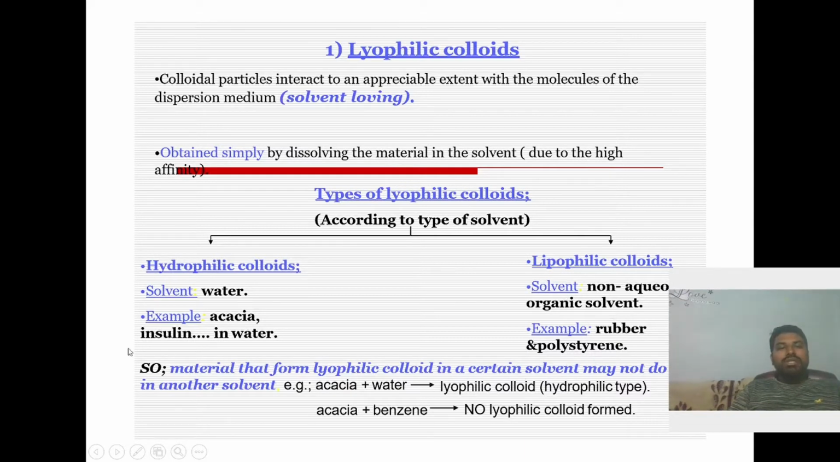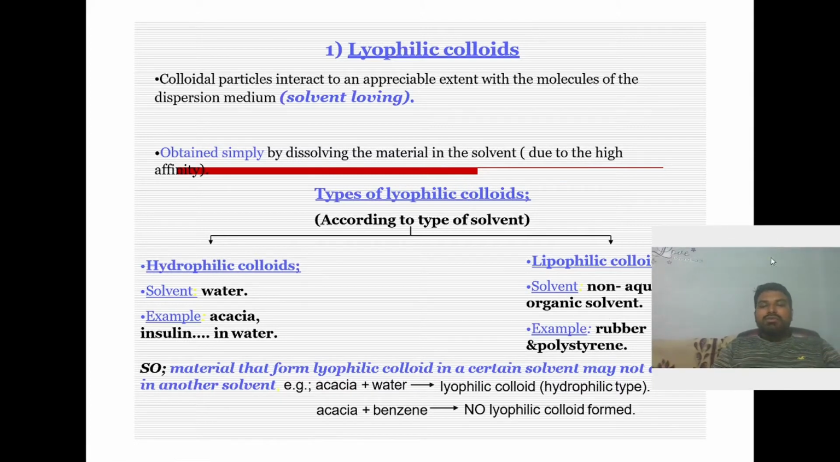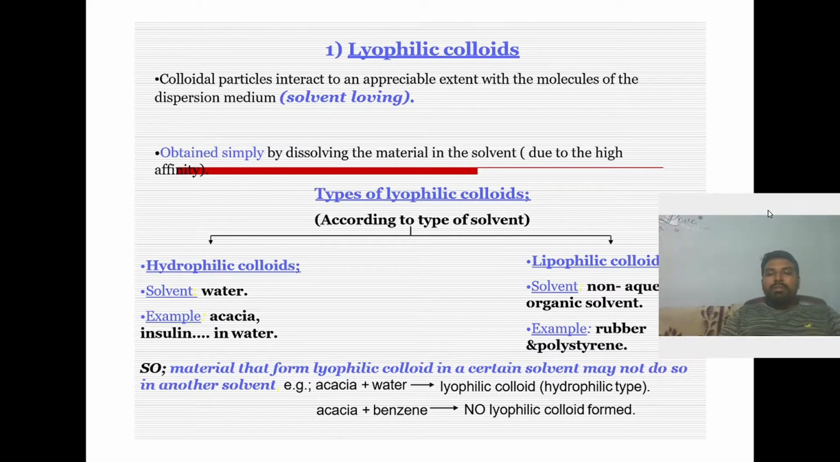and polystyrene. So a material that forms a lyophilic colloid in a certain solvent may not do so in another solvent. Example, acacia plus water gives a lyophilic colloid. It is hydrophilic type. Acacia plus benzene, no lyophilic colloid is formed.